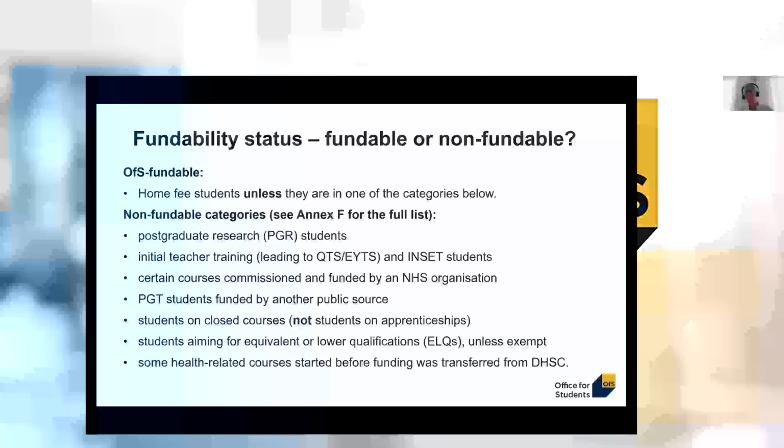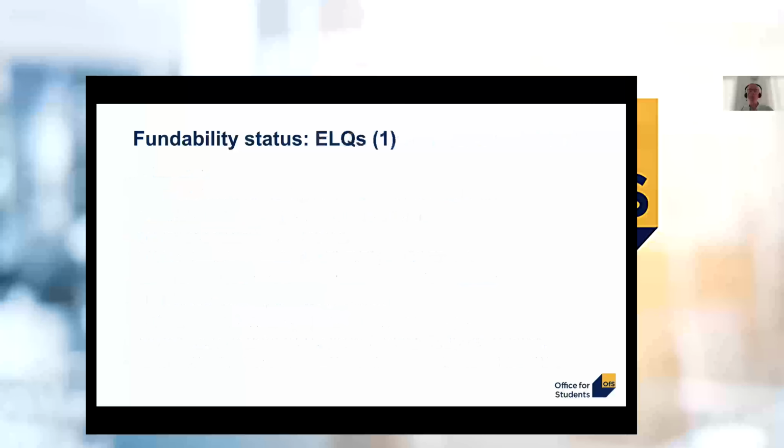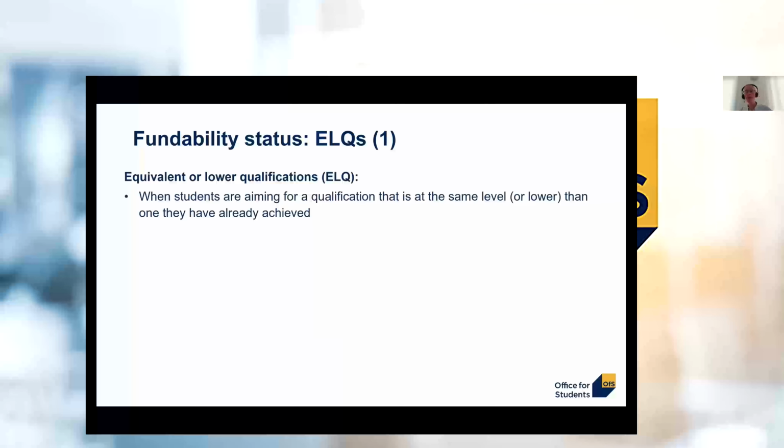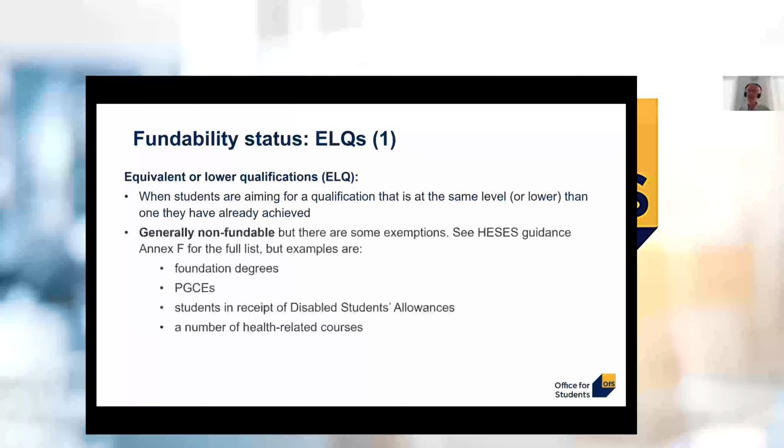But the penultimate bullet there, the one about ELQ, is perhaps the most common. So let's talk about that a little bit more. ELQs, or more properly, equivalent or lower qualifications. This is when students are aiming for a qualification that is at the same level or lower than one they have already achieved. Generally, these are non-fundable, but there are some exemptions.